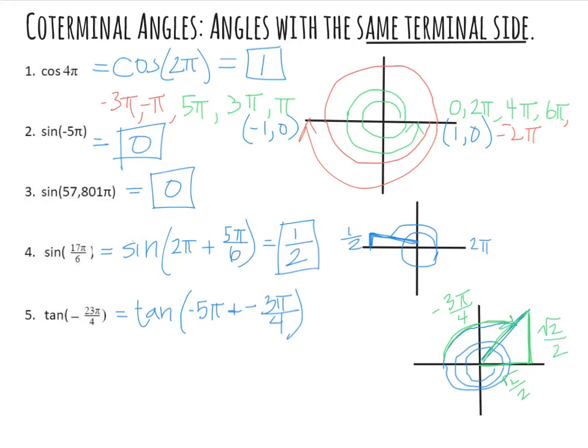And tangent takes the sine value, the vertical distance, over the horizontal distance, the cosine value. Since those are the same, when I divide one by the other, I get 1. And again, it's positive since both of those values were positive.